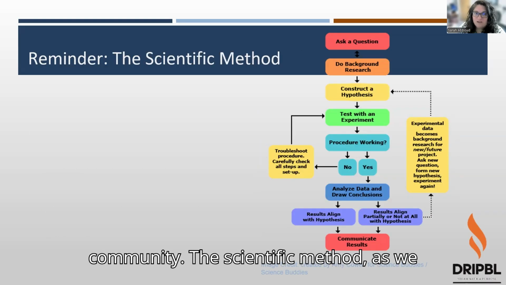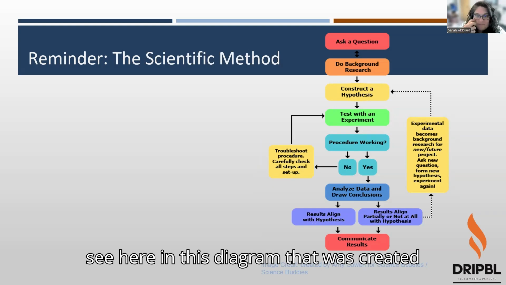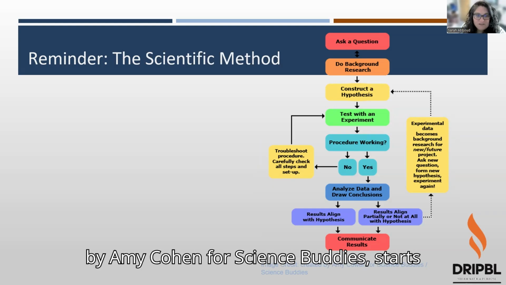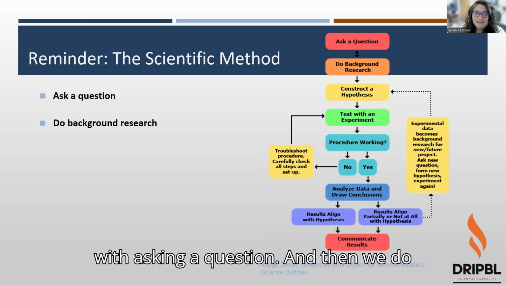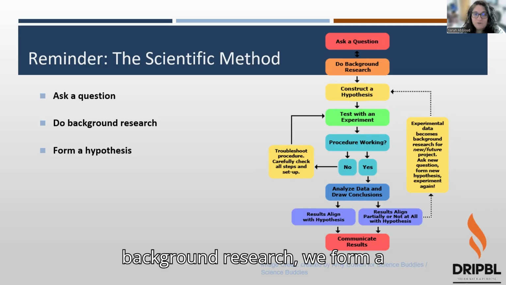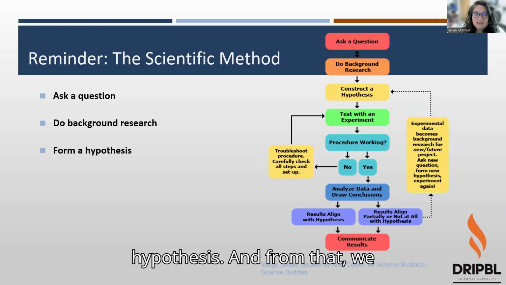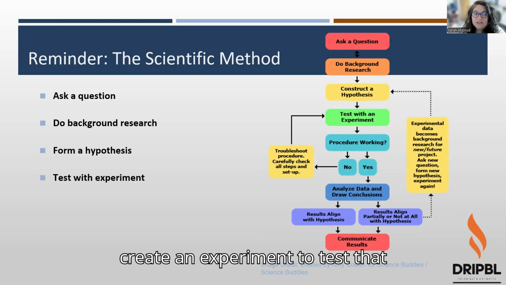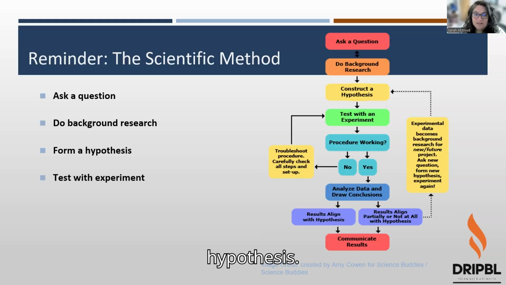The scientific method, as we see here in this diagram that was created by Amy Cohen for Science Buddies, starts with asking a question. And then we do background research. And from our question, our observations, and our background research, we form a hypothesis. And from that, we create an experiment to test that hypothesis.